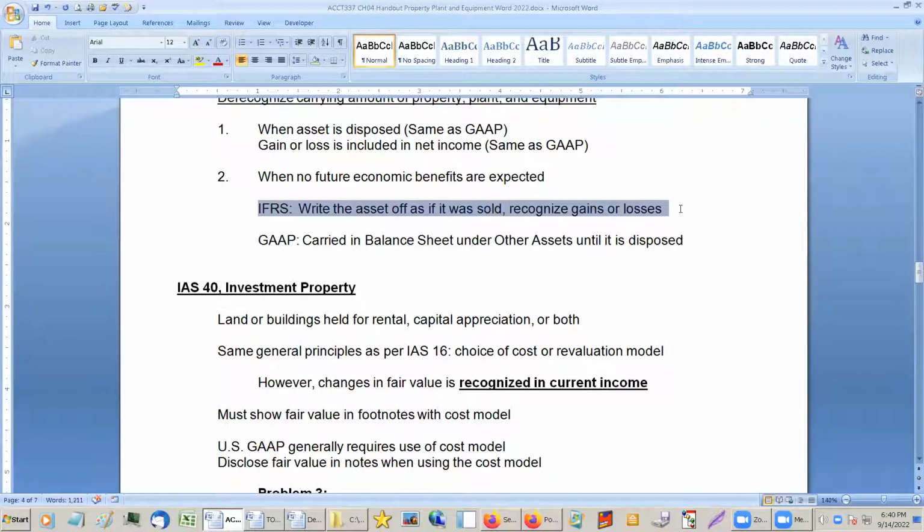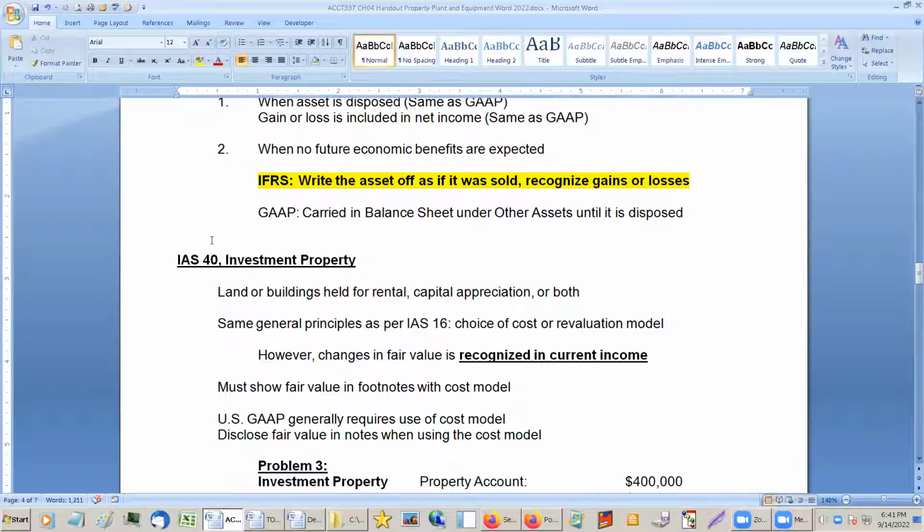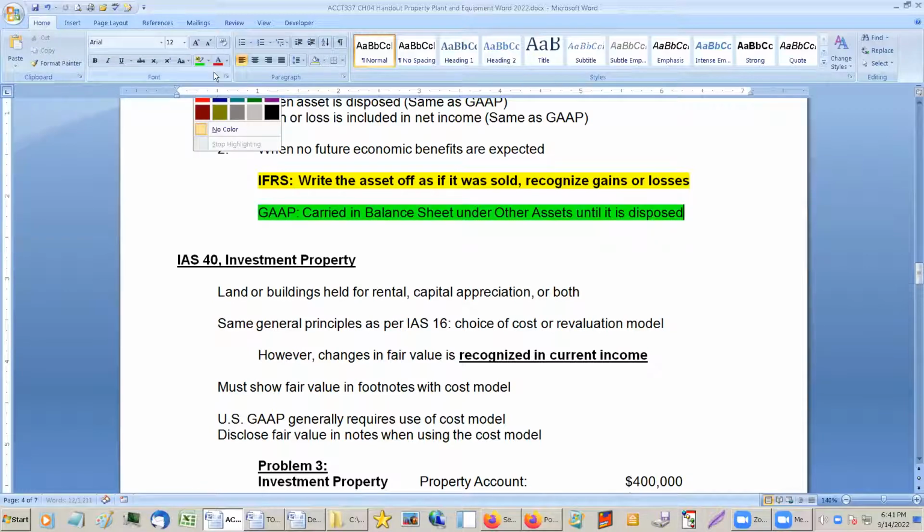So international standards are that you write it off as if it was sold, and for whatever the market price you can come up with for it, you can even recognize a gain on it. But you're taking it off the books completely because you don't want to put it on the books as an asset that really isn't being used. US standards, a little bit different. You put it in the other asset account, and when you sell it, then you recognize any gain or loss on it. So a little bit different.